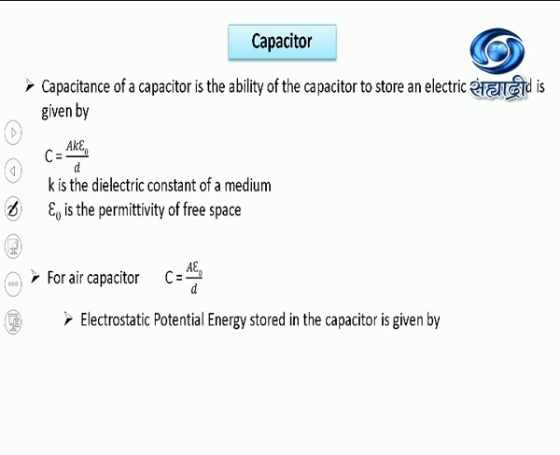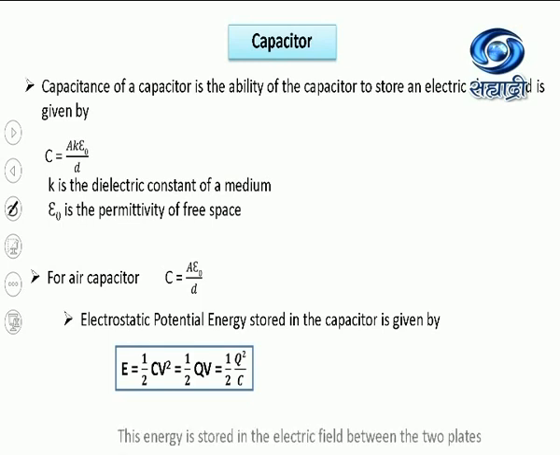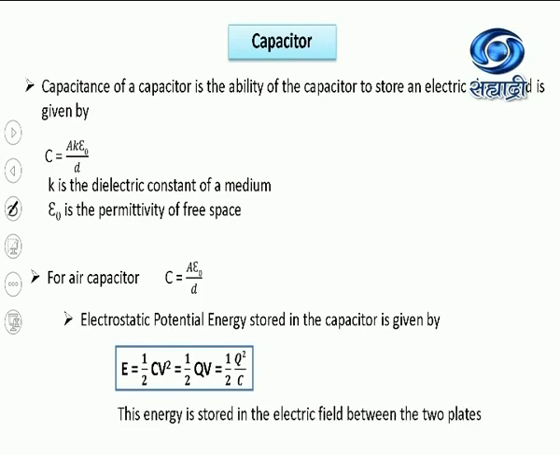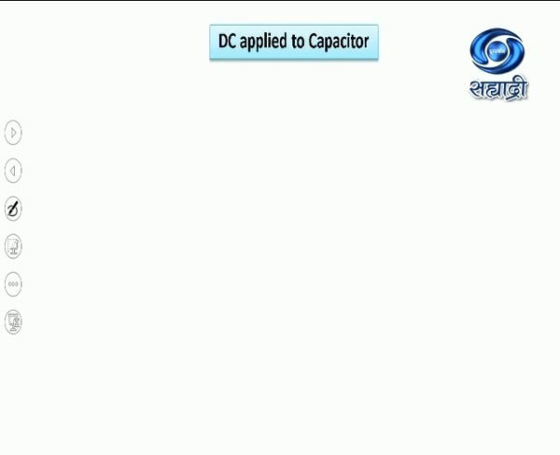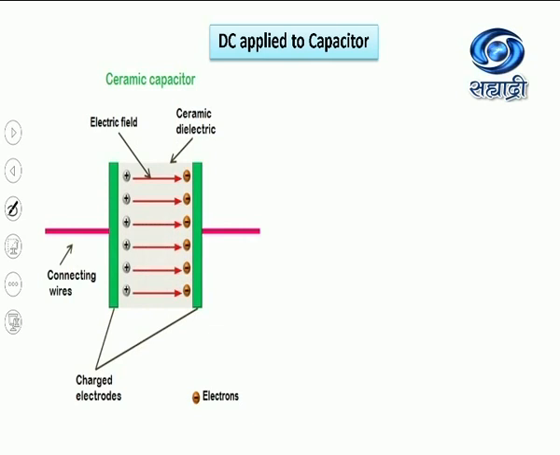Electrostatic potential energy stored in the capacitor is given by the formula E is equal to half CV square, where V is the potential difference between the two plates of the capacitor and C is the capacitance of the capacitor. This energy is also equal to half Q into V, where Q is the charge on each plate of the capacitor, or is also given by the formula half Q square upon C. In the chapter electrostatics, you have learned all this in detail, and this energy is stored in the electric field between the two plates. Now if DC is applied to the capacitor, what will happen?